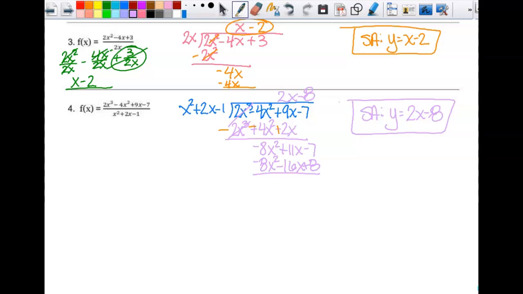Any questions? You find these things? If we can find all these things, we can graph rationals real easily. And some of them are actually pretty cool, but you got to find all this stuff in order to be able to get there.